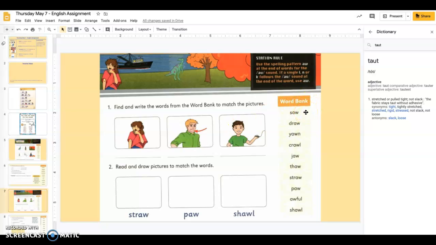Read the words in the word bank with me. Saw, draw, yawn, crawl, jaw, thaw, straw, paw, awful, shawl.